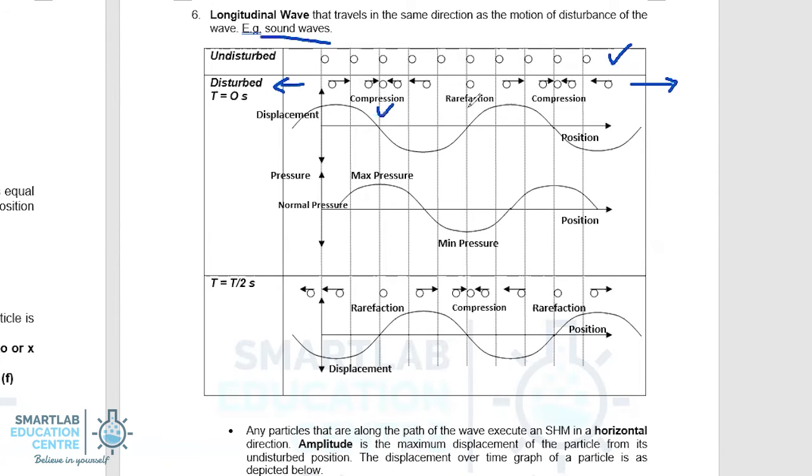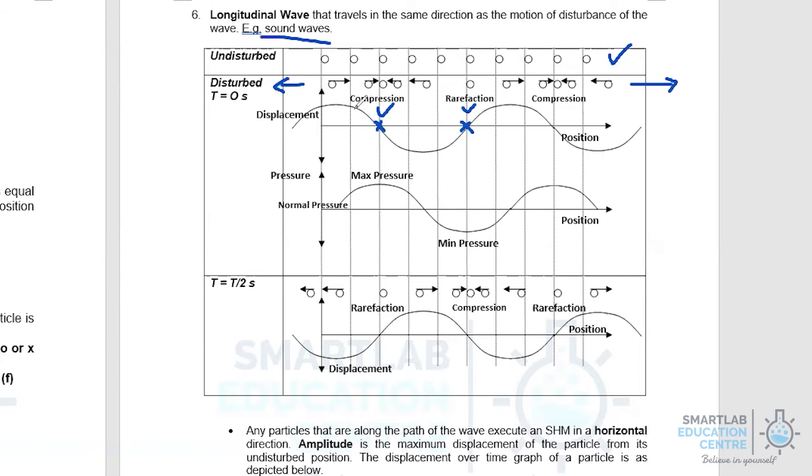Let's take a look at compression and rarefaction. For both compression and rarefaction, the particles at the center have zero displacement. They do not oscillate. But in the case of compression, as you can see, all the particles on its left have positive displacement, so they are moving from left to right, while all the particles on its right have negative displacement, so they are moving from right to left. Hence, we can conclude that there is a clustering of particles at this spot, and hence the term compression, and the reason why at compression it has the maximum pressure.